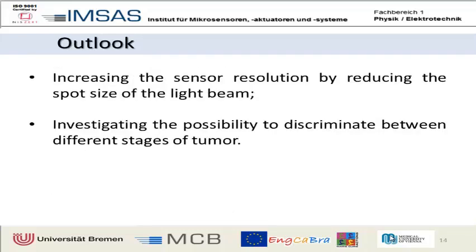And as next steps, what we want to do is to increase the resolution of our sensor by reducing the spot size of the light beam. In this way, we will be able to analyze smaller spots and exactly target the area of the biopsies that we want to measure or that we want to look at.